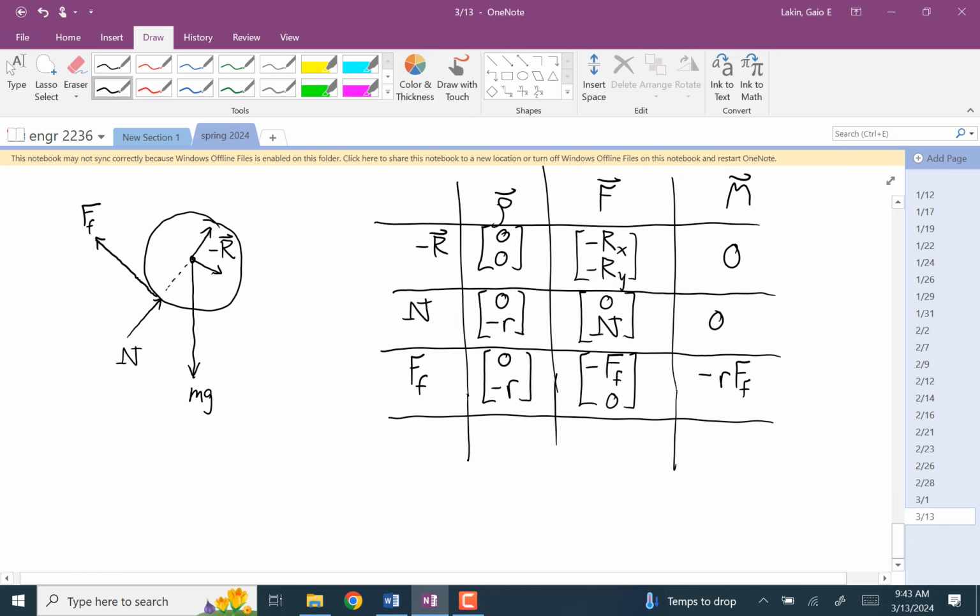And then the last one is the weight. The r vector is 0. The force vector is mg sine theta, negative mg cosine theta. And the cross product is 0.